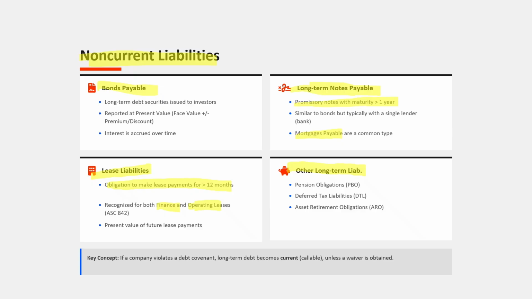Here's a key concept. If a company violates a covenant, long-term becomes current. Basically, it becomes callable. In the exam, they're not going to tell you current, but if they say callable, it becomes current. One other key takeaway from this slide is that the same thing applies from the previous slide. As a long-term liability approaches maturity, you must classify the portion due within the next year as current.